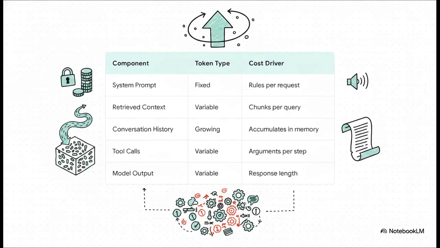Let's walk through this stacked cost decomposition to see how these drivers behave. The system prompt, that's a fixed cost per request. But retrieved context is variable. It completely depends on how many external data chunks you're pulling in. Then you have conversation history, which is a growing token type that just keeps accumulating across turns if you don't manage it. Tool calls vary per agent step. And of course, the model output varies based on response length. So in multi-step agent workflows, these drivers compound recursively.